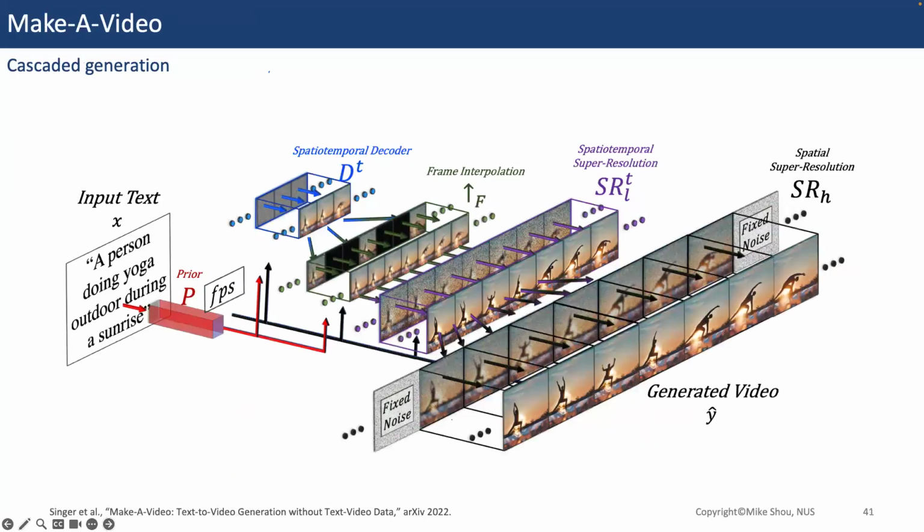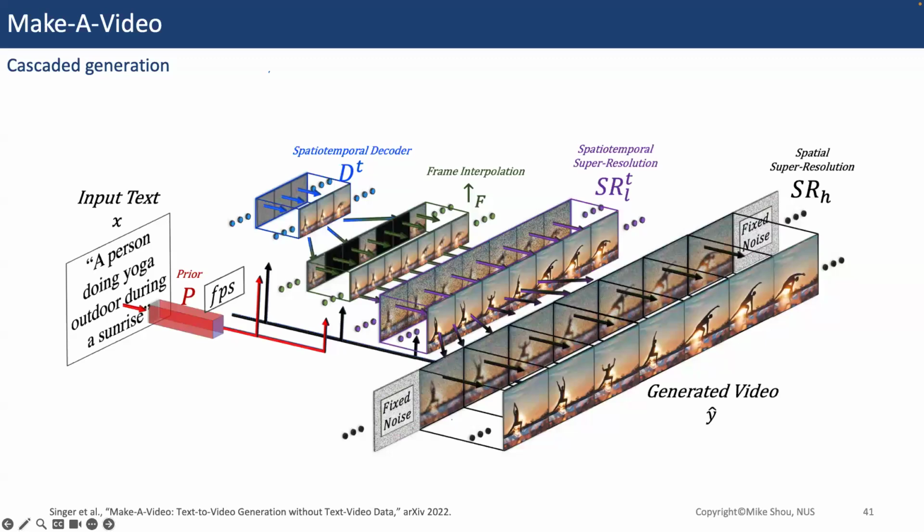So let's look deeper into how to build a video diffusion model using Meta's Make-A-Video as an example. This model employs a more commonly used design nowadays, which is a cascade process. Video generation is complex, so instead of generating a video in a single step, it's better to break it down into multiple stages.